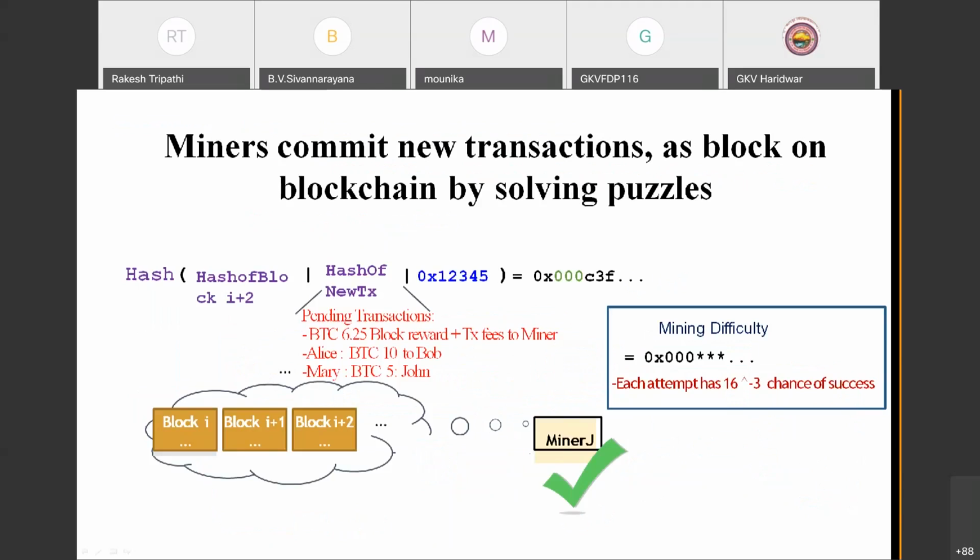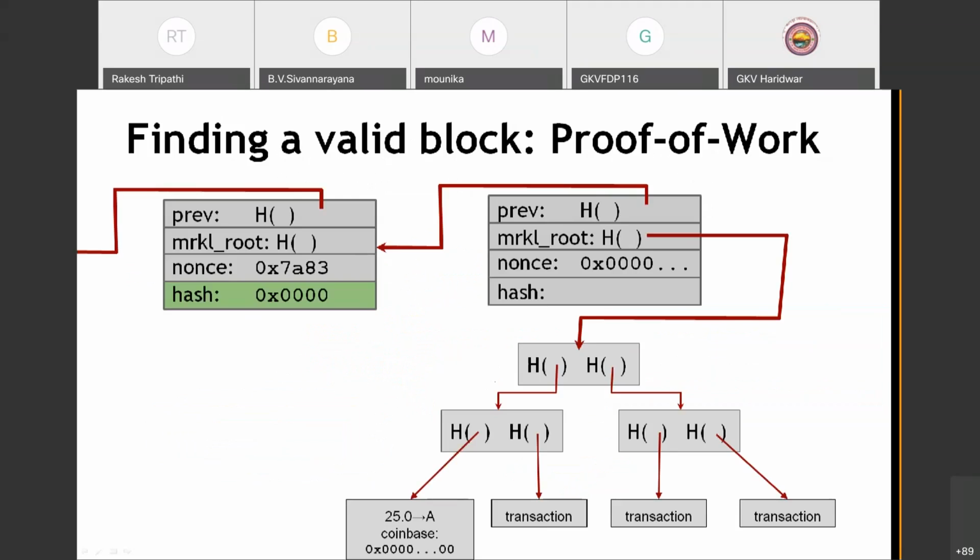So if miner j wants to extend block i+2, he will take the hash of block i+2 and concatenate it with the hash of all transactions. He will have 6.25 as the block reward, and he will get the transaction fee for all transactions. He puts these in a block, hashes it, and chooses a random nonce such that the hash starts with 30. If this gives a hash that starts with 30, he has won. So he can add this block onto the blockchain, and he will get 6.25 Bitcoin. Okay, so this is the way we get it.